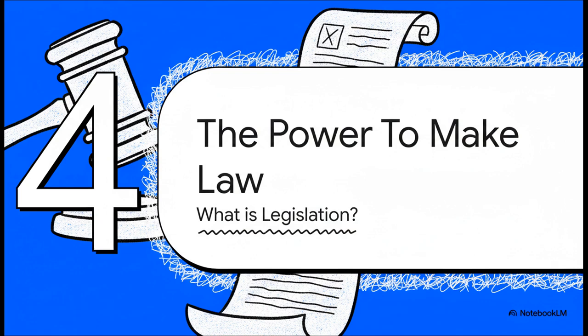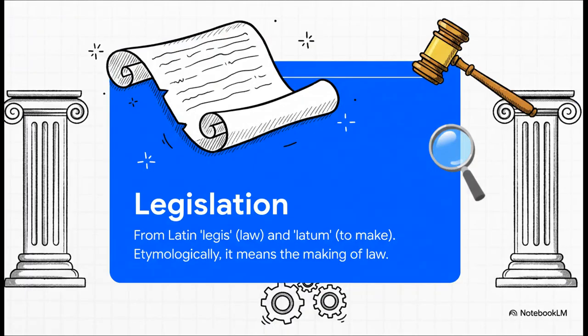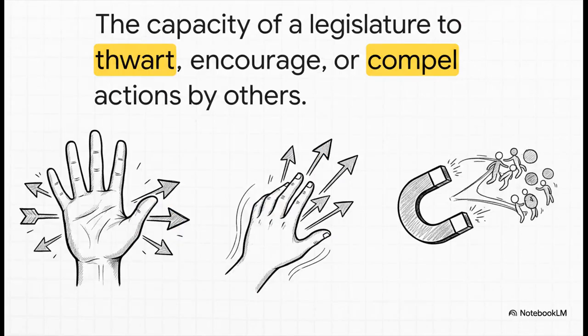So let's really dig into that primary job. I mean, what even is legislation? What does that word really mean? Well, believe it or not, the clue is right there in the name. It's actually surprisingly simple. The word legislation comes straight from two Latin words, legis, which means a law, and latum, which means to make or to set. So literally, it just means the making of law. It kind of shows how some of these really complex ideas have super simple origins, right?